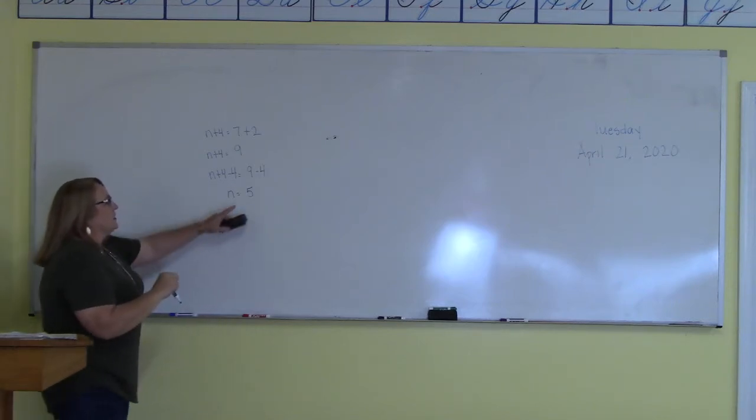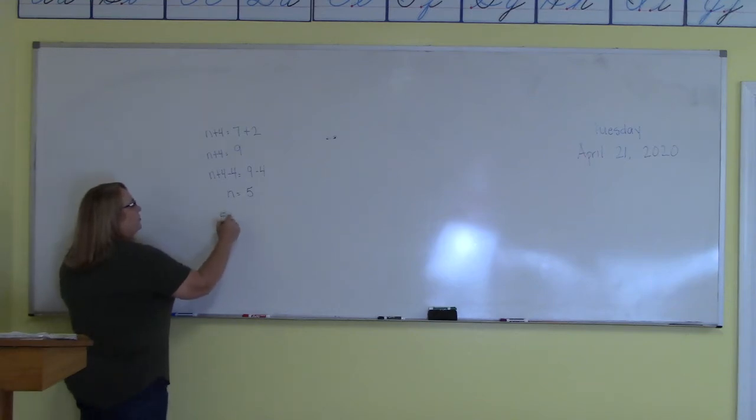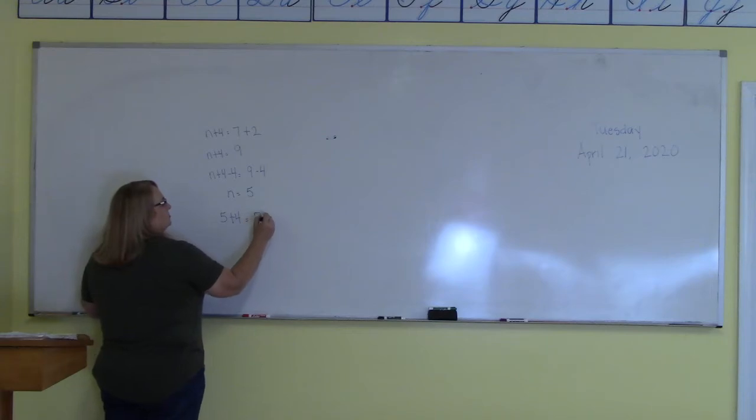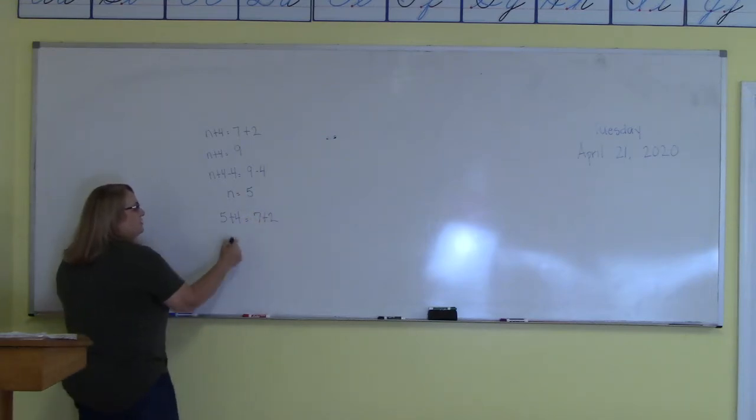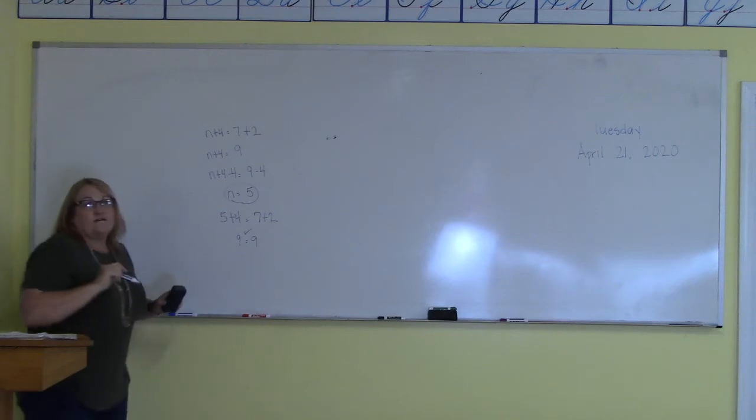All right, so let's check it. Let's plug in 5 for n. 5 plus 4 equals 7 plus 2. Let's see if this is correct. 5 plus 4 is 9. 7 plus 2 is 9. These are equal, so n equals 5.